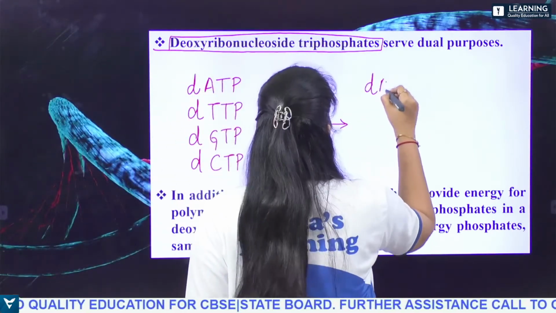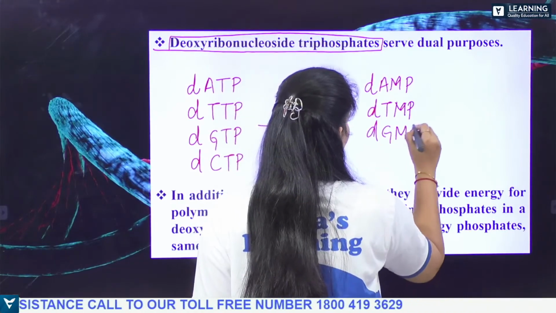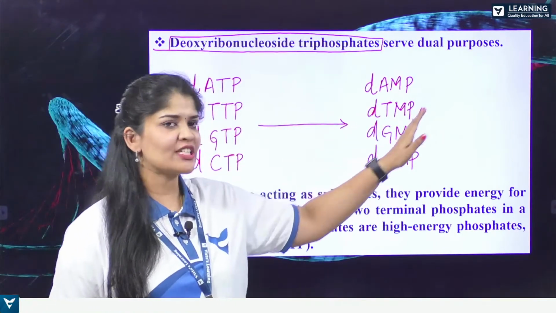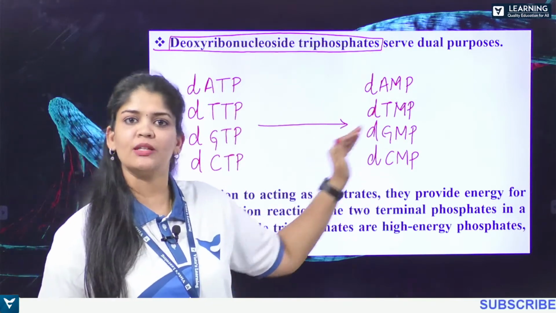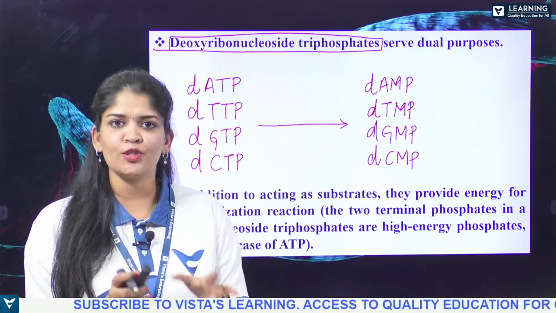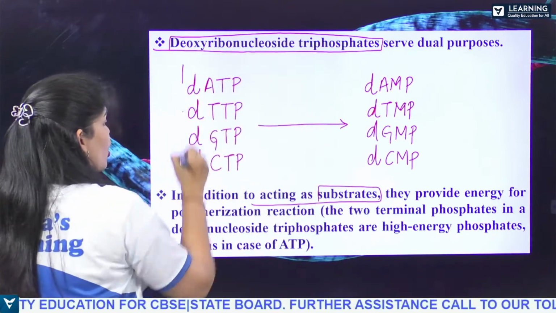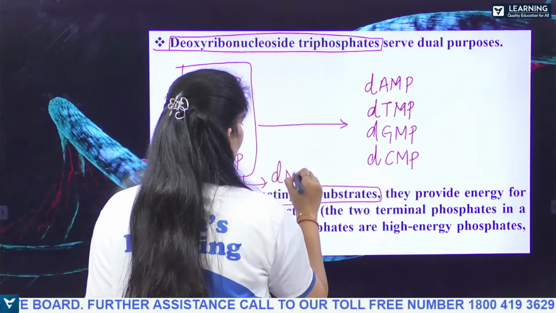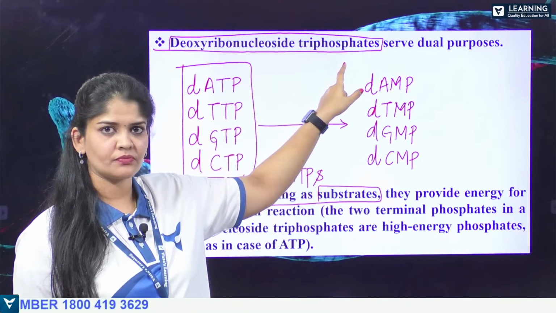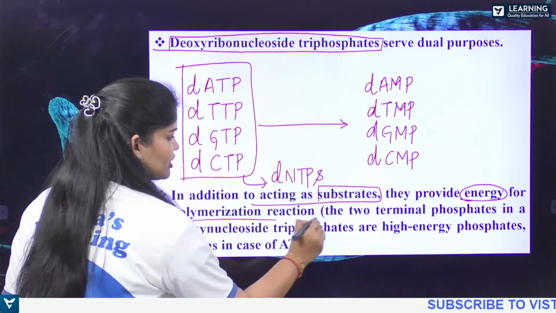where conversion of triphosphates into deoxyadenosine monophosphate, deoxythymidine monophosphate, deoxyguanosine monophosphate, deoxycytidine monophosphate releases energy, and that released energy is going to be utilized for DNA replication, right? In addition to acting as a substrate, see here, all these deoxyribonucleoside triphosphates, besides acting as the substrates, they provide energy for the polymerization reaction.